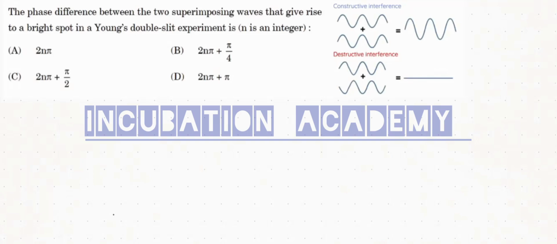For this we need to understand when the bright images will form, when constructive interference will occur. When the two waves are in the same phase, just like this and this, then constructive interference will occur and we will get the bright band in Young's double slit experiment. But if the waves are out of phase, then we will get a dark band.